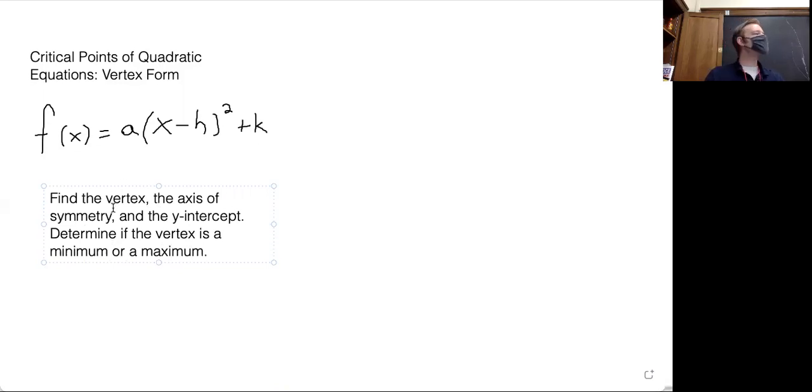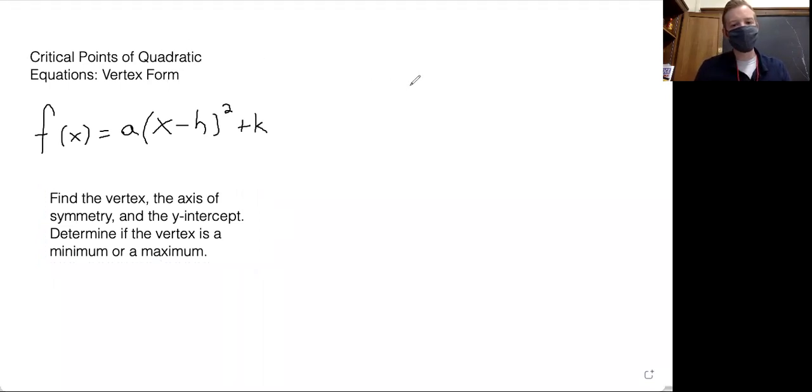So we are still looking for the exact same things that we saw yesterday, but rather than graphing it out, we are going to be looking at the function itself. We're going to be looking at the equation itself in order to determine these things here. All right, so let's look at an example and let's start finding these parts individually here.